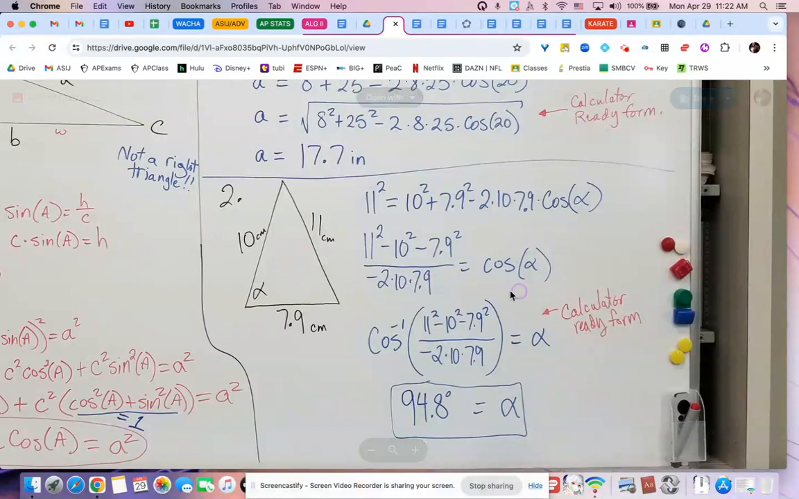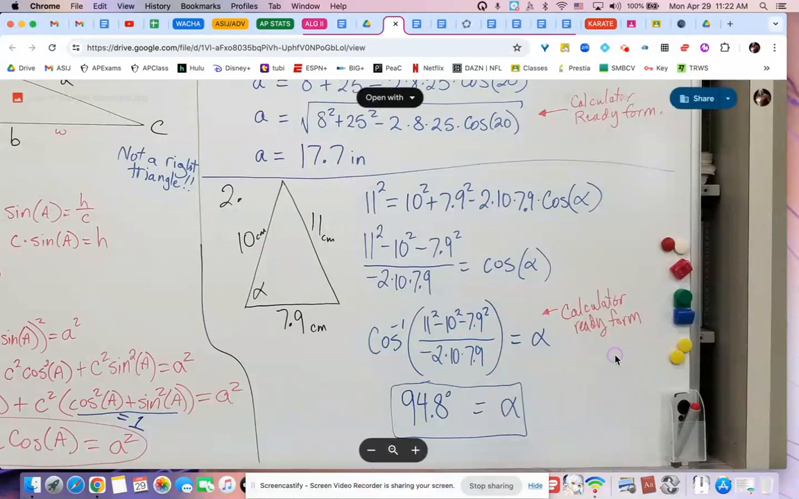Again, we're almost ready for the calculator, but I have cosine of an angle. So how do I undo a cosine? Well, you do the inverse cosine. So I'm going to do the inverse cosine of both sides of this equation. Just keep in mind, it's the whole thing that you're going to apply that inverse cosine to. So that's why you see it written the way it is down here. All right, now this is calculator ready form.